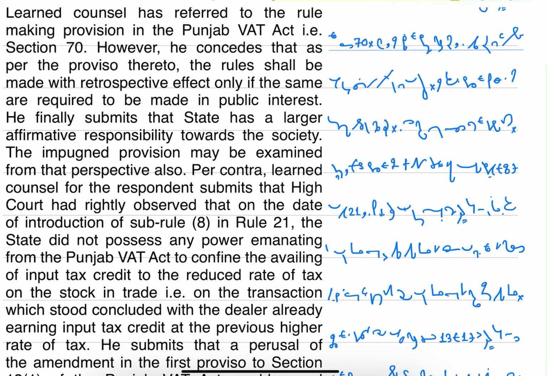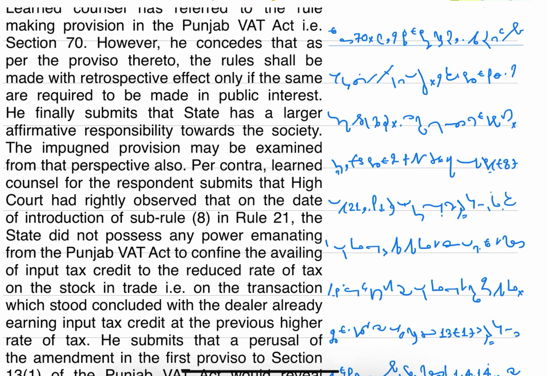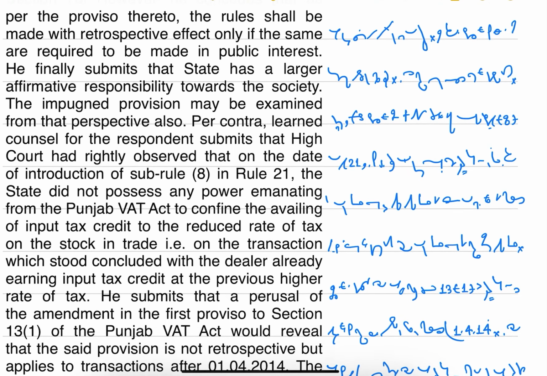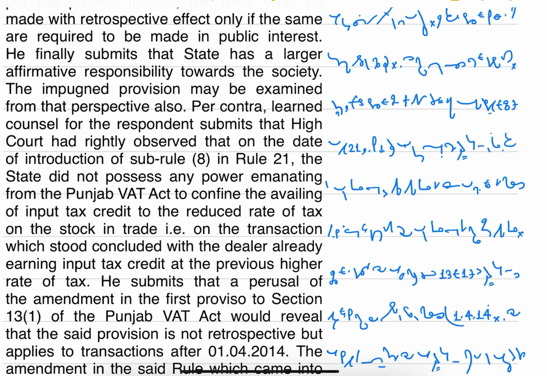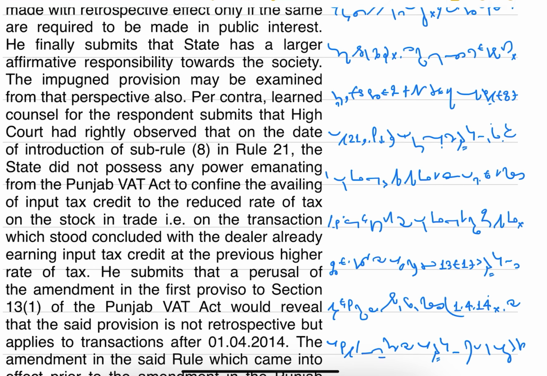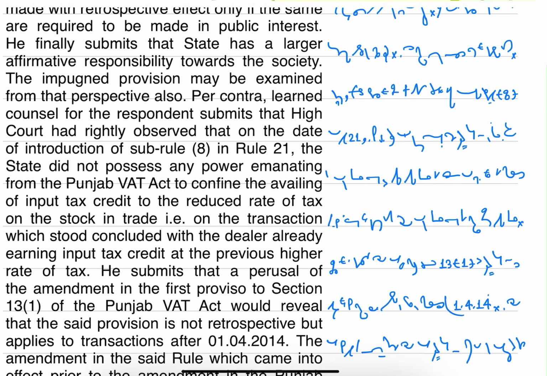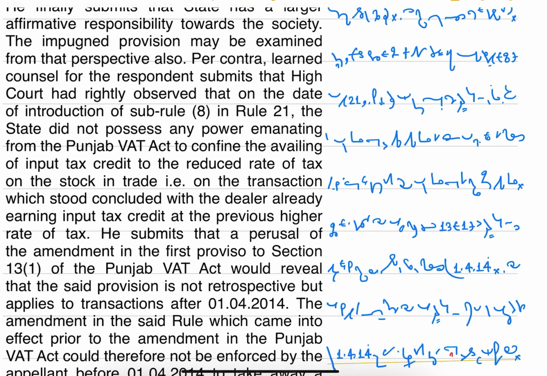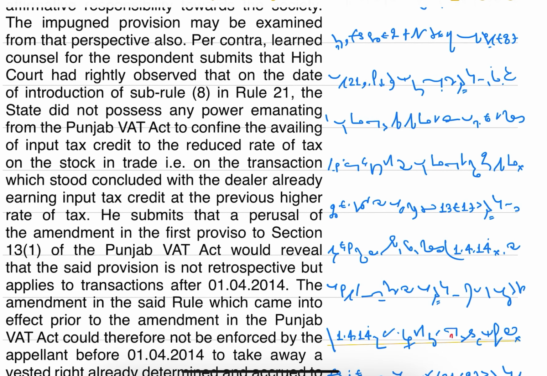Per contra, learned counsel for the respondent submits that the High Court had rightly observed that on the date of introduction of sub-rule (8) in Rule 21, the state did not possess any power emanating from the Punjab VAT Act to confine the availing of input tax credit to the reduced rate of tax on the stock in trade, that is on the transaction which stood concluded with the dealer already earning input tax credit at the previous higher rate of tax.